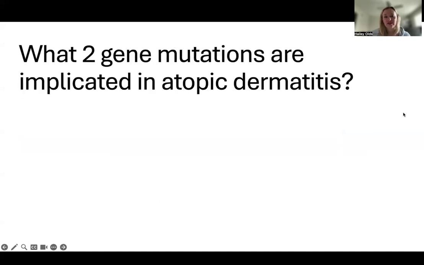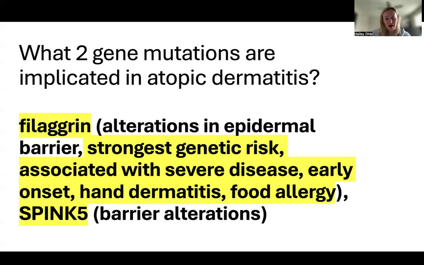Okay, what two genes are implicated in atopic dermatitis? So it's filaggrin and SPINK5. Filaggrin we know is important for the epidermal barrier. It can be associated with more severe disease and earlier onset, also food allergies and hand dermatitis. This is the one we more typically think of, but SPINK5 you can remember too because that's the mutation in Netherton syndrome, and they get an eczematous type rash there too.